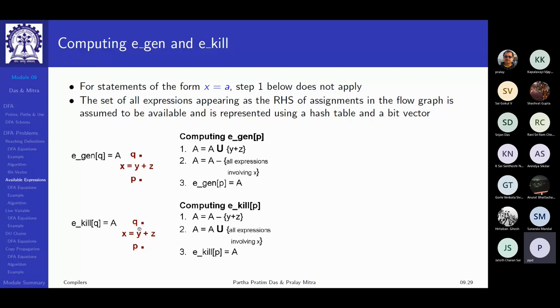The kill set is similar. At Q, let's say it is A. As it crosses this, naturally, y plus z has been generated. Surely, right? So it is no more killed. So if it were there in A, I take it out. So A minus the set containing y plus z. Then I add to A all expressions that involve x, because those are getting killed. So I add them to the kill set, and that is my kill set at the point P. And I keep on doing this as I go from the beginning to the end of the basic block.